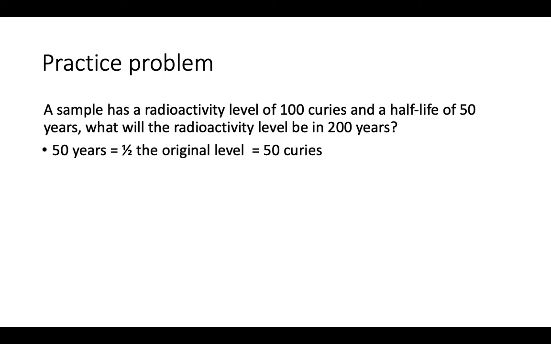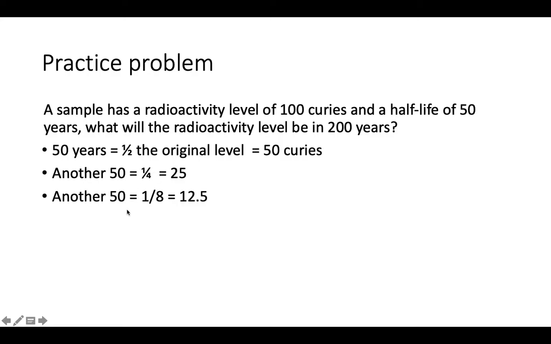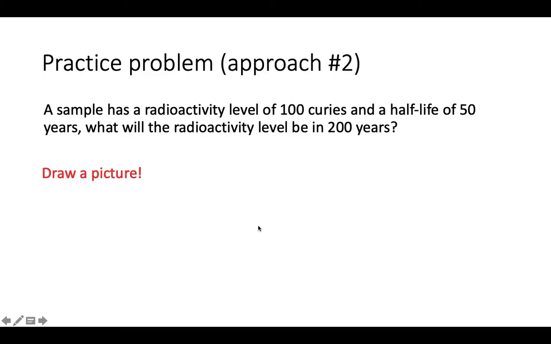after 50 years, we'll be down to 50 curies, because 100 divided by 2 is 50. After another 50, we'll be at a quarter of the initial level, which is 25 curies. After another 50, we'll be at an eighth, which is 12.5 curies. And after another 50, we'll be at 1/16th, which is 6.25 curies. 50 plus 50 plus 50 plus 50 is 200 years. After 200 years, we'll be at 6.25 curies, right?